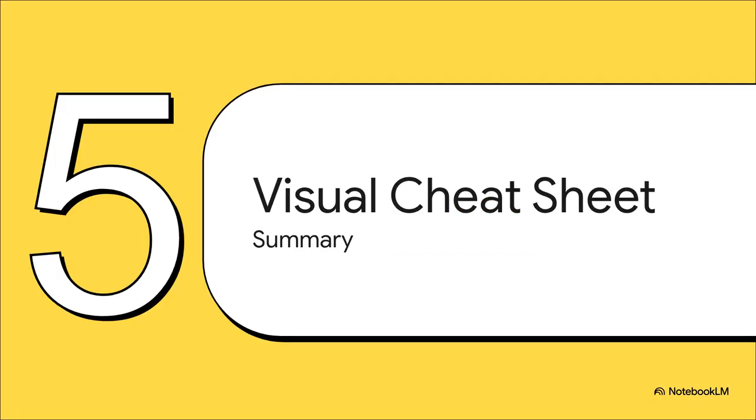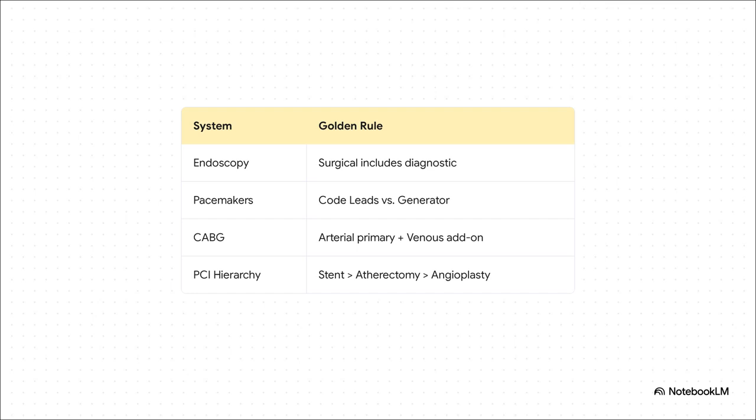Finally, Section 5, our visual summary cheat sheet. All right, grab a screenshot of this summary table right now before your exam, because it locks in all the core golden rules we just covered. For endoscopy, surgical always includes diagnostic in the same area. For pacemakers, carefully code components, leads versus the generator. For CABG, the arterial is your primary code and venous acts as an add-on. And for PCIs, remember that strict hierarchy. Stent over atherectomy over angioplasty per major vessel.